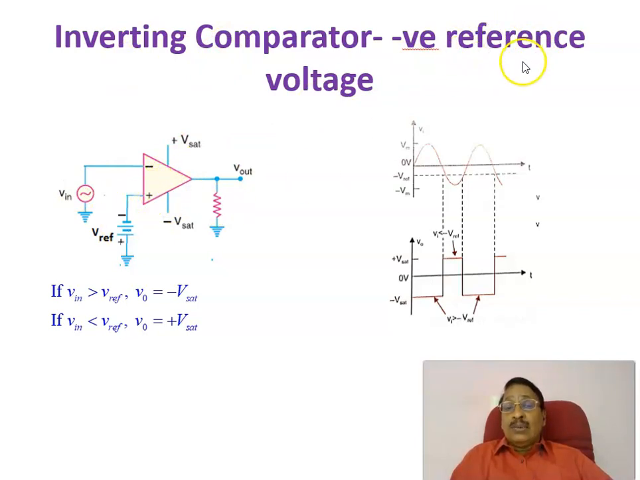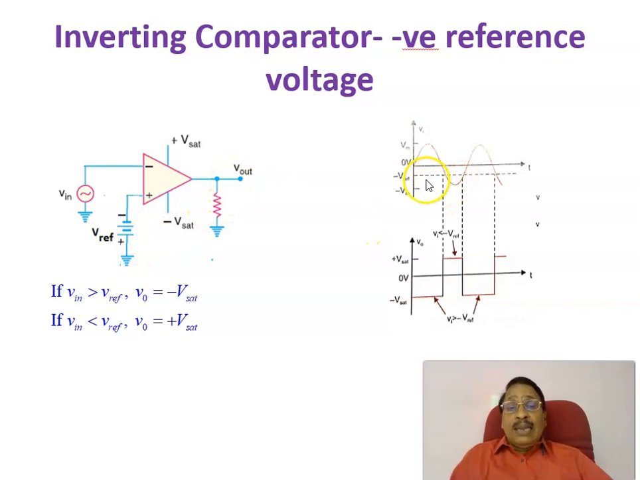It can be either positive or negative. In the previous slide we have seen a positive voltage, but in this case you are applying a negative voltage, negative V reference. Again, that rule is the same. If input voltage is more than reference voltage, output voltage equals minus V sat. If input voltage is less than reference voltage, output voltage equals plus V sat.